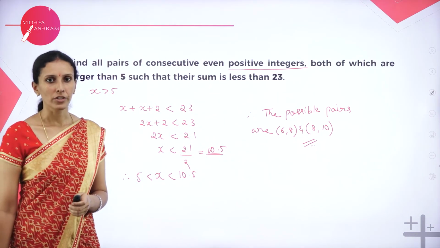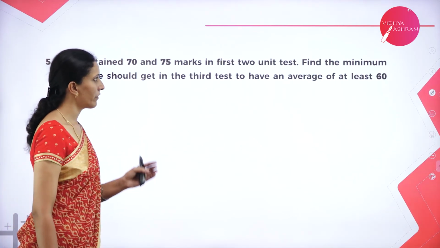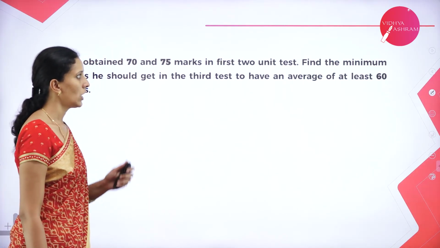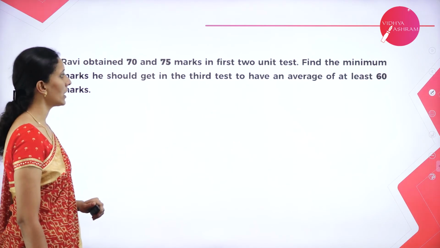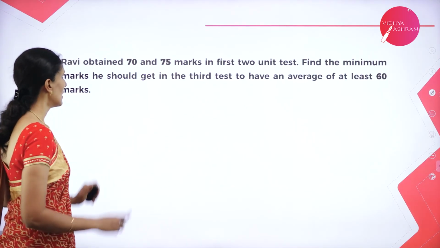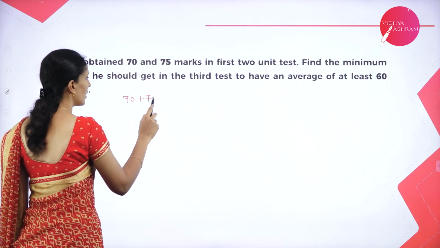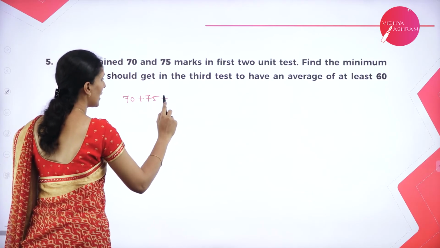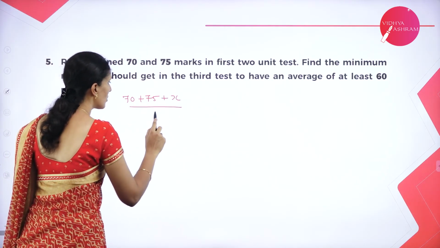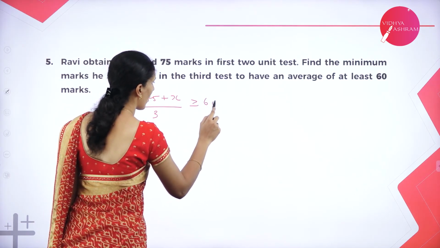The next question is, Ravi obtained 70 and 75 marks in the first 2 unit tests. Find the minimum marks he should get in the third test to have an average of at least 60 marks. So clearly, he has 70 and 75 in the first 2 tests. For the third test, I'll take it as x. The average should be at least 60 marks, they are asking.